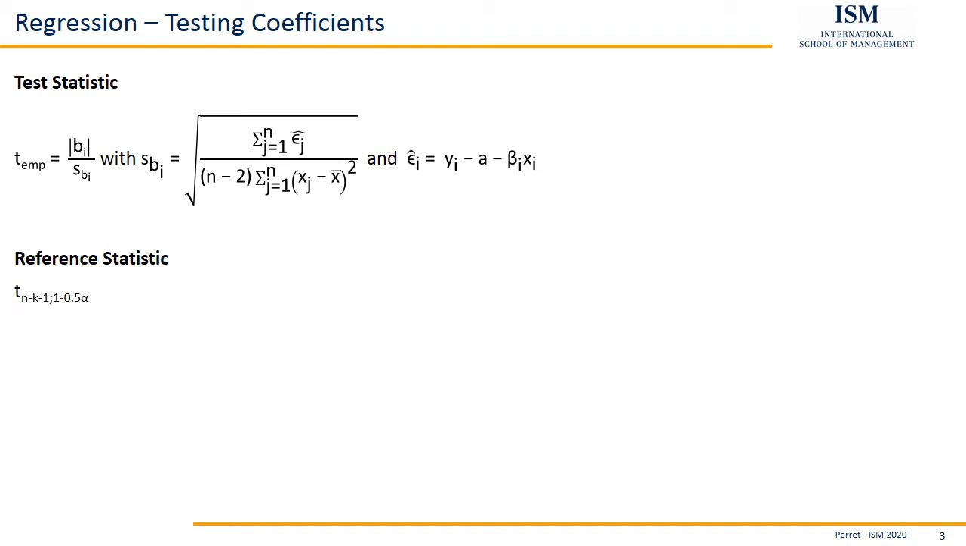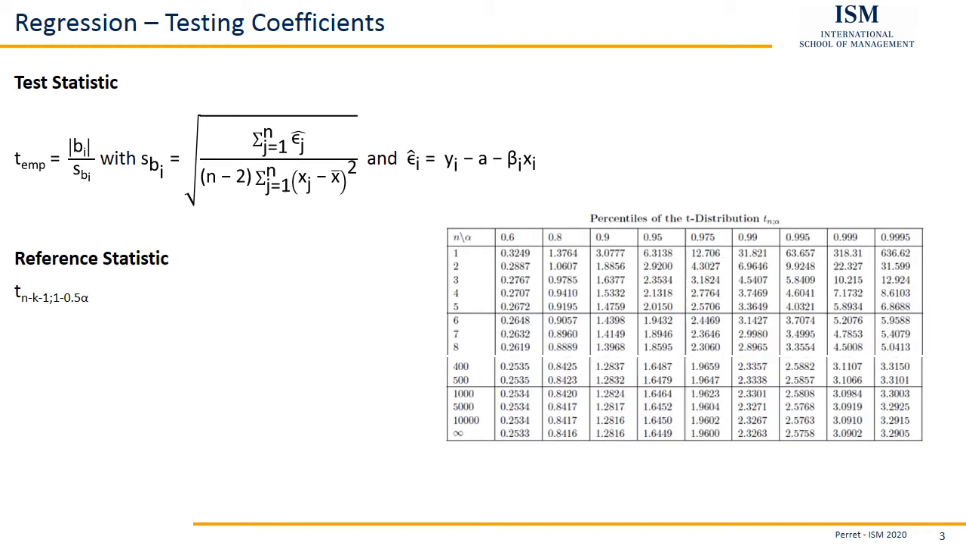Here it's, as we know this, t with degrees of freedom, and then we just have different from zero, could be smaller, could be larger, so it's a two-sided test, so 1 minus 1/2 alpha. What about the degrees of freedom? So here we have the number of observations minus the number of independent variables, that's k, minus 1. And we find this value, as we know, in the table for the t distribution.